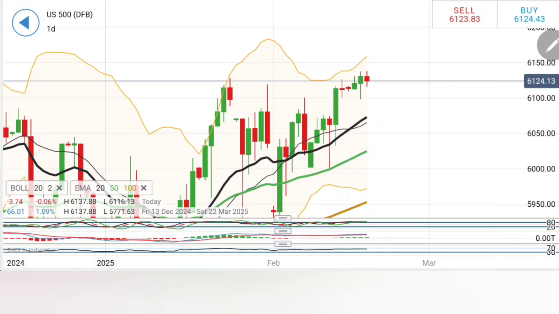If it trades beyond 6152, stay bullish for 6165, 6180, and then towards 6200 levels should be seen. Chances will be less though, but yes, these are markets.